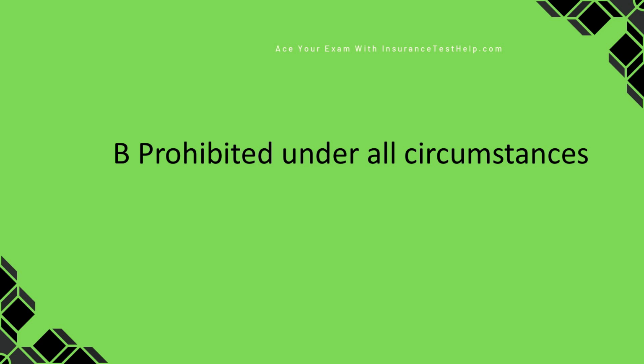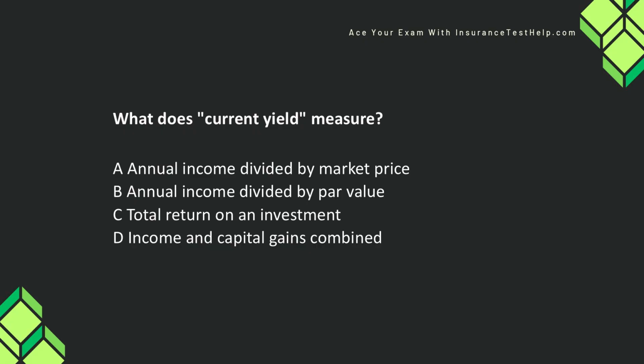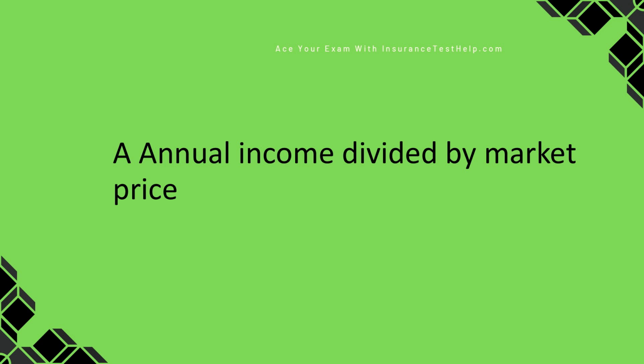Yeah, it's investing. What does current yield measure? A, annual income divided by market price. B, total annual income divided by par value, C, total return on an investment, or D, income and capital gains combined. Be sure you know your bond yields. Not going to get a lot of questions on them, but every question is going to count, so know what all of the different bond yields are. Current yield is going to be A, annual income divided by market price. That gets you your current yield, what it's going for right now.